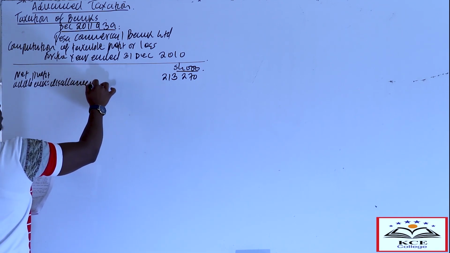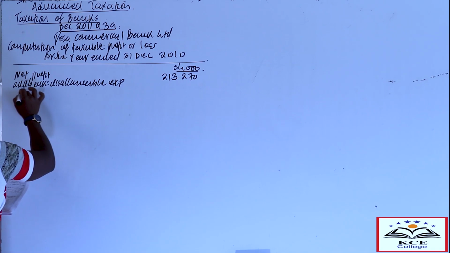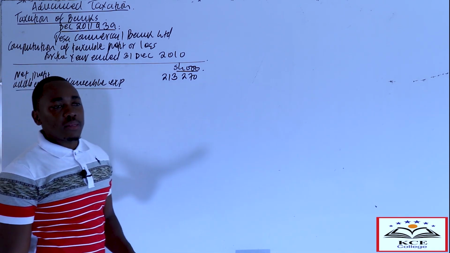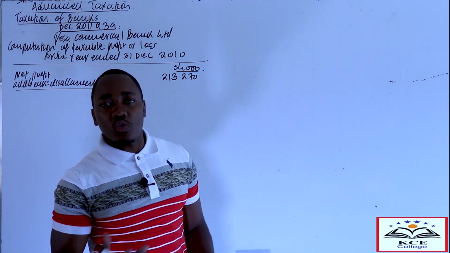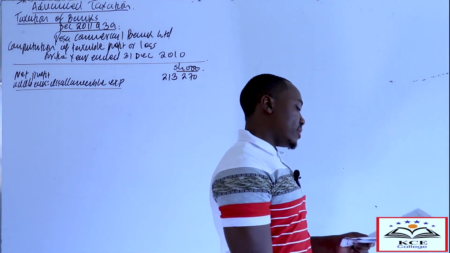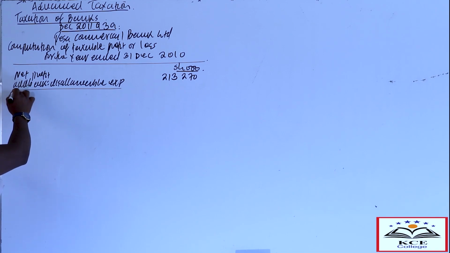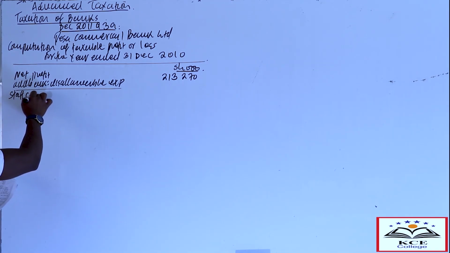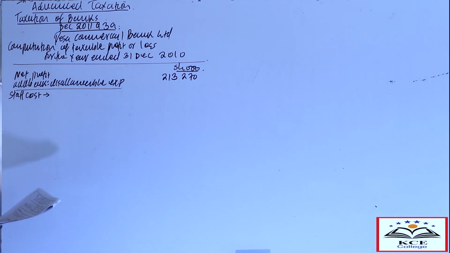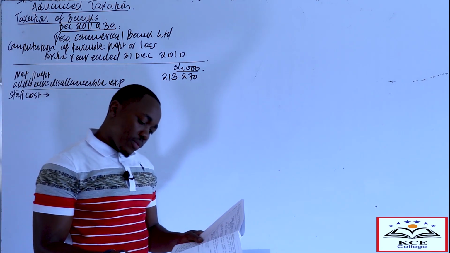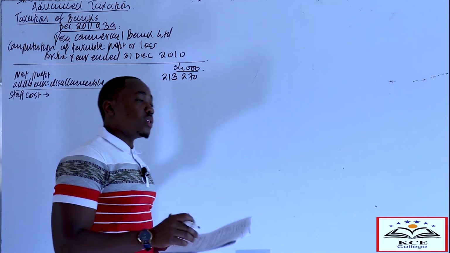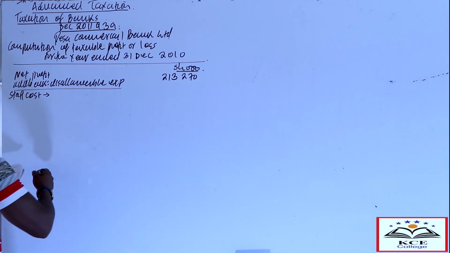disallowable expenses. Now, when arriving on this profit, we have some expenses that are deducted which are not supposed to be deducted. So that's what we are adding back, disallowable expense. And let's start with the first one, staff cost. Staff cost, let's go to note number 1, additional information number 1. Staff cost include. We had some disallowables there.